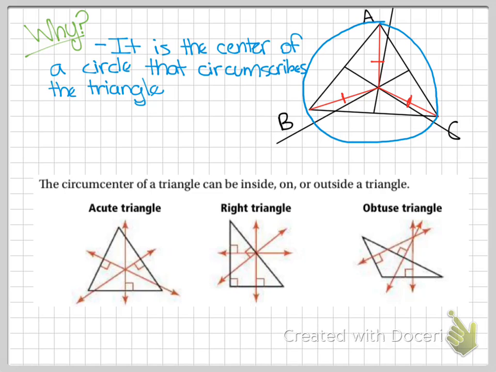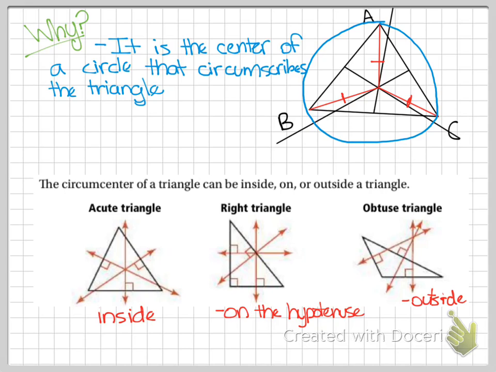Right here I just want to talk about where the circumcenter of a triangle is going to lie. And that's going to be different depending on what kind of triangle it is. If it is an acute triangle, the circumcenter will always be inside the triangle. If it is a right triangle, the circumcenter will be on the hypotenuse of the triangle. And if it is obtuse, it will lie outside of the triangle. It will meet out there.